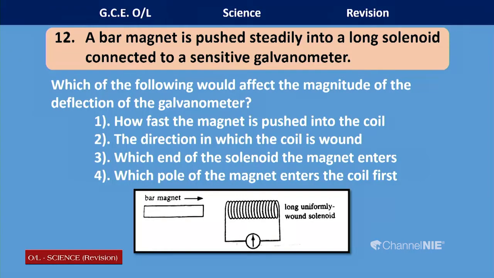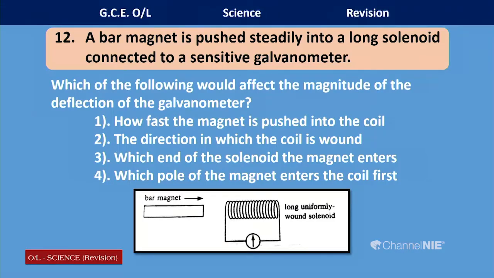The question is which of the following would affect the magnitude of the deflection. The active words here are magnitude of deflection of the galvanometer. Magnitude means whether more current or less current. When the magnitude of the deflection increases, more current flows through the coil. If the magnitude of the deflection is less, it means less current. So, if you want to produce more current, there are three factors affecting the magnitude of the current.